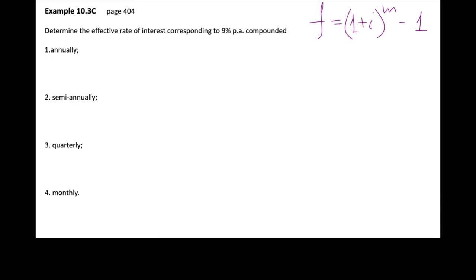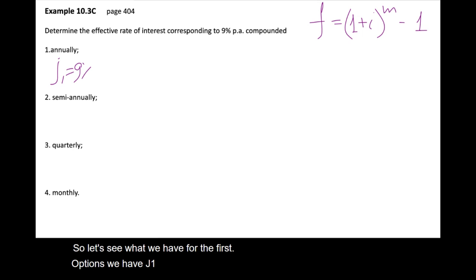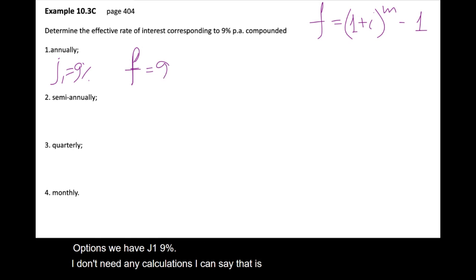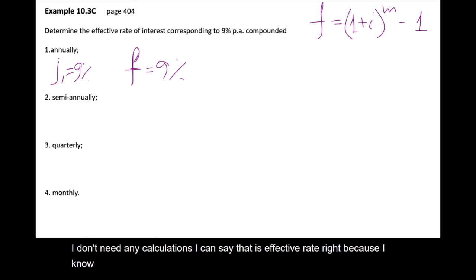Okay, so let's see what we have. For the first option, we have J1 9%. Well, I don't need any calculations. I can say that is the effective rate, right? Because I know any rate compounded annually is already the effective rate. Make sense?